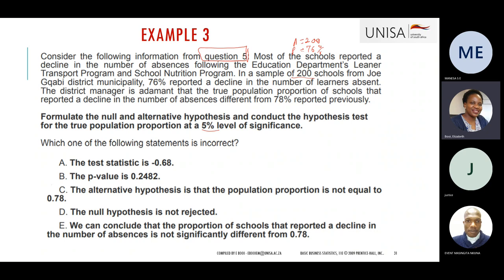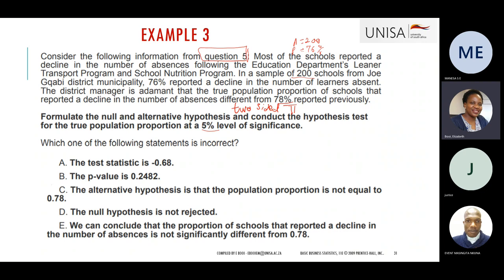And what they want, the district manager says the number of absences is different from 78. Because they say it's different, it will be a not equal. It's a two-sided test that we're going to be doing, a two-sided test with our proportion, which is the pi.